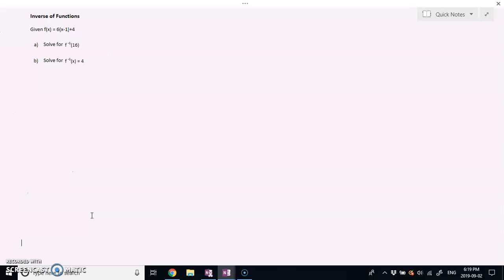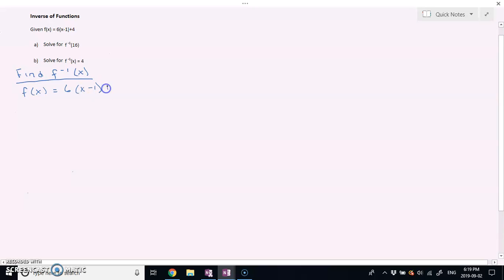In part B, we're asked to solve for when f inverse of x equals 4. To answer either of these questions, the first thing we have to do is determine the inverse of f of x. What we know is f of x equals 6 times x minus 1 plus 4. Remember that f of x is just a fancy way of writing y. So we can rewrite this as y equals 6 times x minus 1 plus 4.